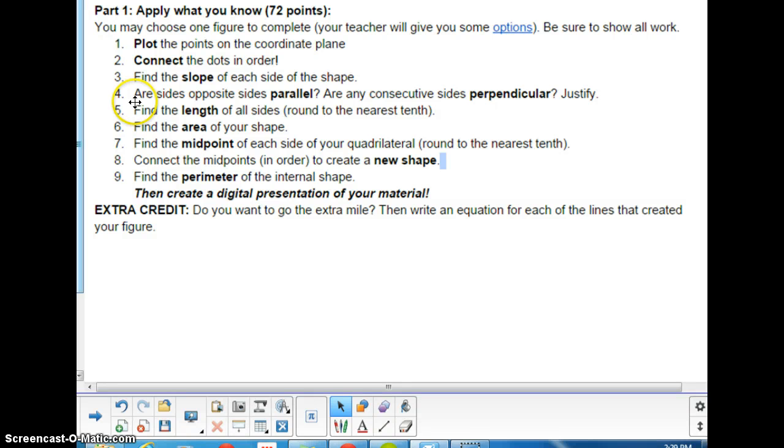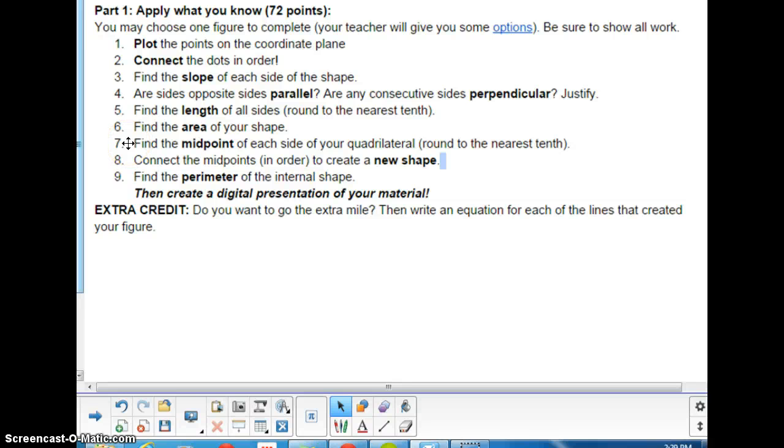Then find the length of all your sides. This will be done using the distance formula. We'd like for you to round to the nearest tenth or 1 decimal place. Next, you'll find the area of that shape. Remember to consult your graphic organizer as the area formula is different for most of your shapes. If you use base times height, please remember that the base and the height have to be perpendicular to each other. Then you'll find the midpoint of each side of your quadrilateral.